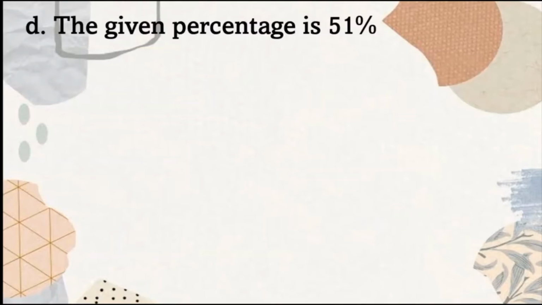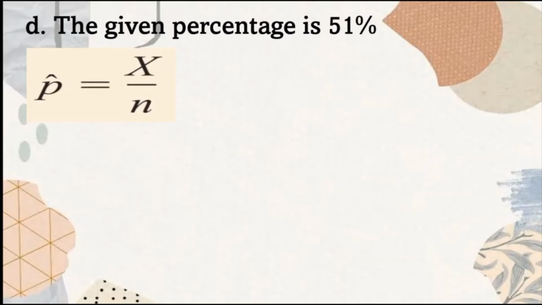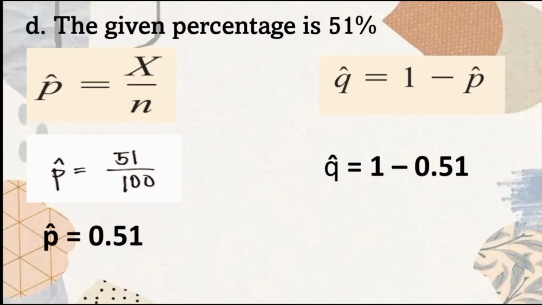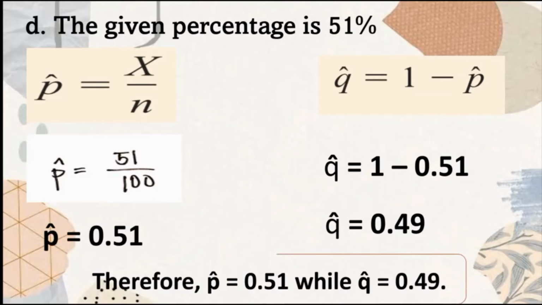D. The given percentage is 51%. Our formula is P hat is equal to X over N. Our N is equal to 100%. So P hat is equal to 51 over 100. So P hat is equal to 0.51. Q hat is equal to 1 minus P hat. Q hat is equal to 1 minus 0.51. Our Q hat is equal to 0.49. Therefore, P hat is equal to 0.51 while Q hat is equal to 0.49.